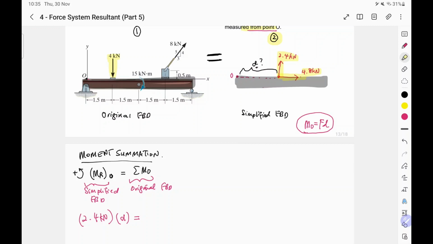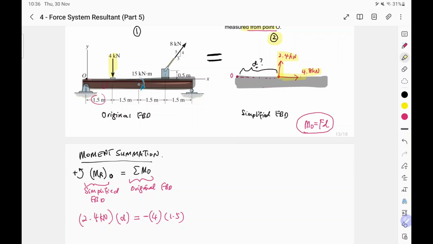force of 4 kilonewton. So its magnitude is 4 kilonewton. What is the perpendicular distance? To convert it to a moment, we need to multiply by the distance. The perpendicular distance is 1.5 meter. What's the direction of the moment produced by this 4 kilonewton? This would be clockwise. So therefore in our equation it becomes negative. Okay, that's this 4 kilonewton converted into a moment.